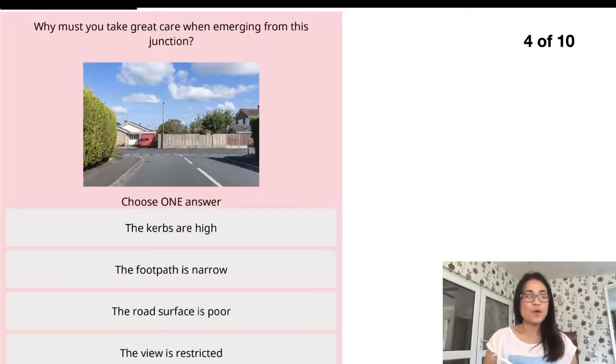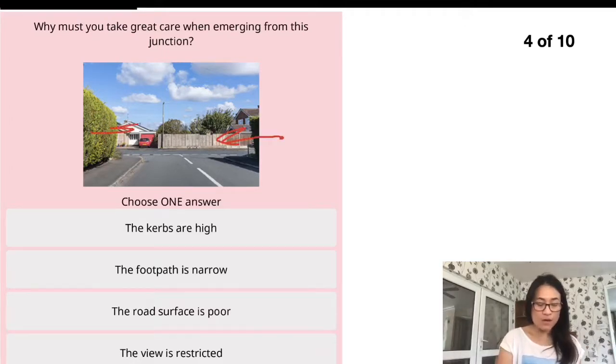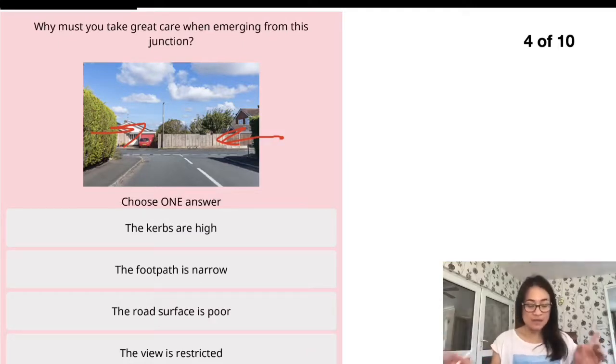Question 4. Why must you take great care when emerging from this junction? When we talk about emerging, it means you're emerging out from a side road to the main road. When emerging out, you need to give way for any cars coming from right or left on the main road. So you need to know whether there's any car or not. From this picture, you can see that the view is very restricted. There's a bush here and also on the other side as well. So you need to take great care when you're emerging out.